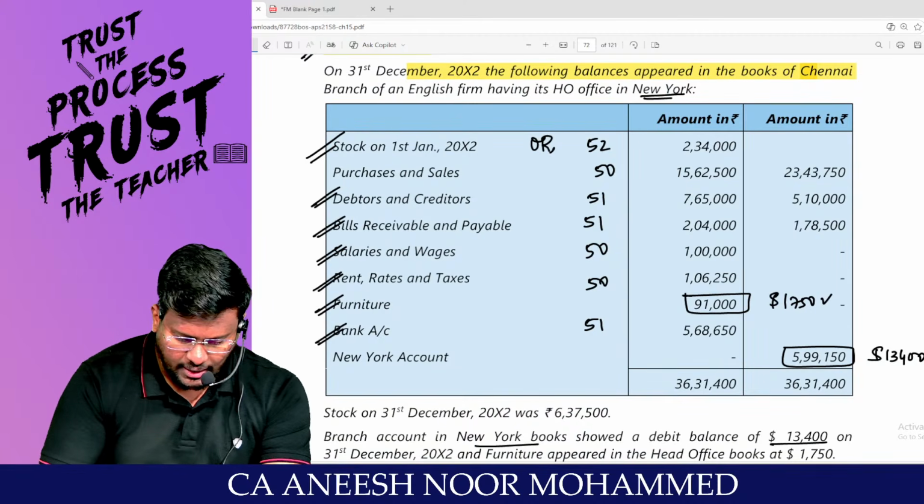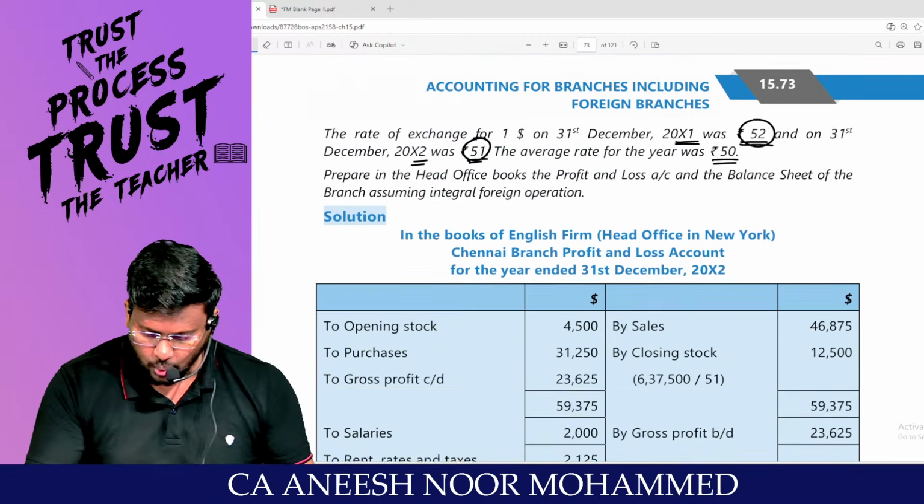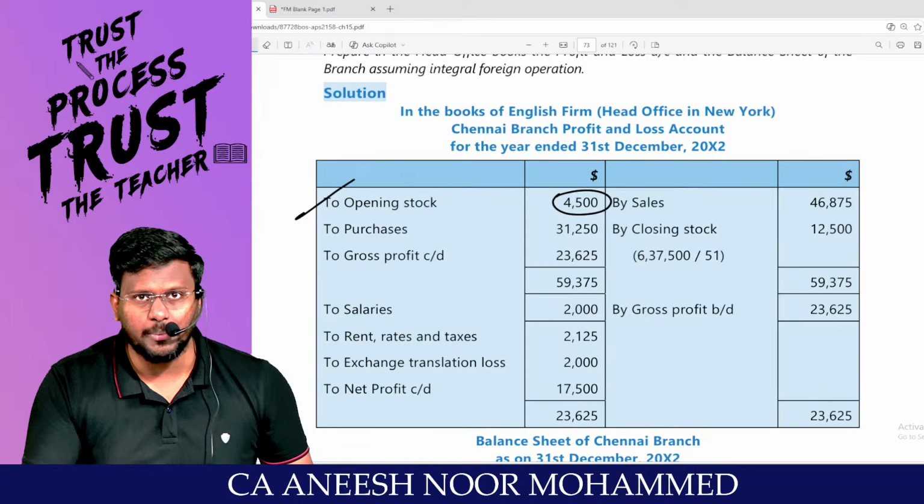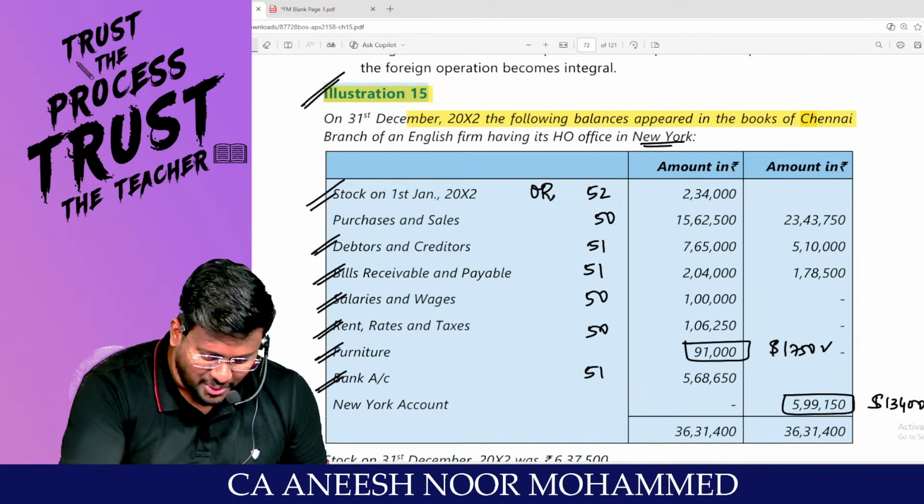Opening stock 2,34,000. Opening stock, opening rate divided by 52 comes to 4,500. To opening stock 4,500. Don't you know that in the trading account, on the debit side, the opening stock will come?